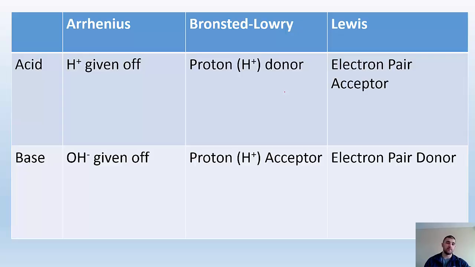A little review. Remember, the Arrhenius definition of acids and bases has to do with H plus and OH minus. The Bronsted-Lowry definition has to do with proton donor and proton acceptor. And the Lewis definition is going to be a little different. We're looking at electrons here. So an electron pair acceptor is the acid, and the electron pair donor is the base.